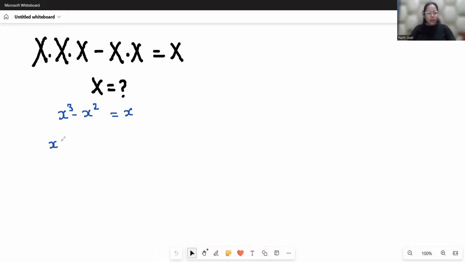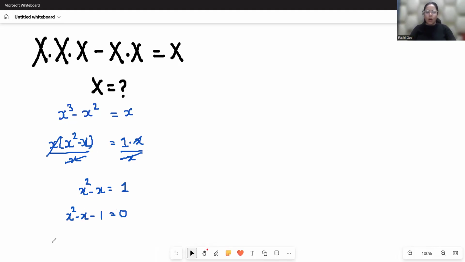Now from the left hand side, if I take x as common, we can write x square minus x equals 1 times x. Now if I divide both sides by x, this will cancel out. So it becomes x square minus x equals 1. Take this 1 to this side, so x square minus x minus 1 equals 0. Now it looks like a quadratic equation.